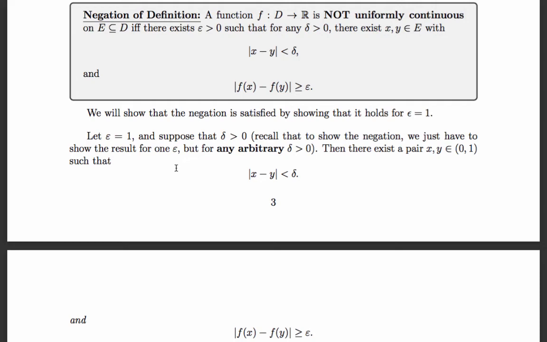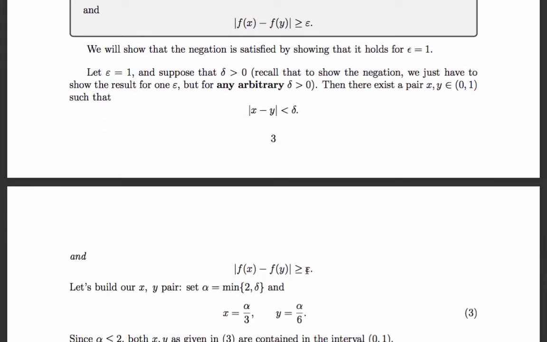Since it's not uniformly continuous, it has to not satisfy the condition for some epsilon. Well, okay, let's pick epsilon equals 1. Now, we have to suppose that delta is positive, but arbitrary. There's no delta in the world that would satisfy the condition for epsilon equals 1 of uniform continuity. In other words, I've got to show that there exists a pair, x and y, satisfying that x and y are within delta of each other, but |f(x) minus f(y)| is greater than 1, right? Because we chose epsilon to be 1.